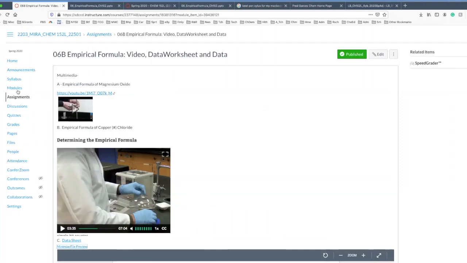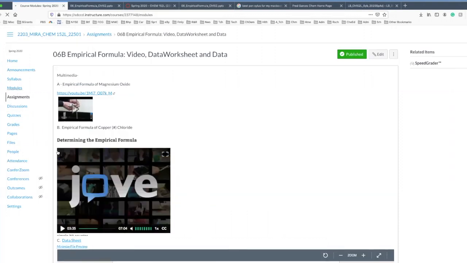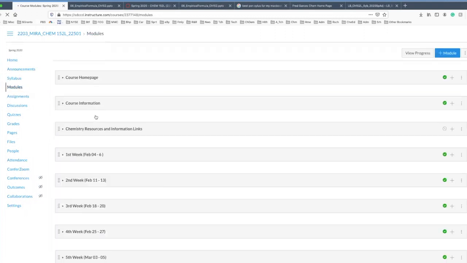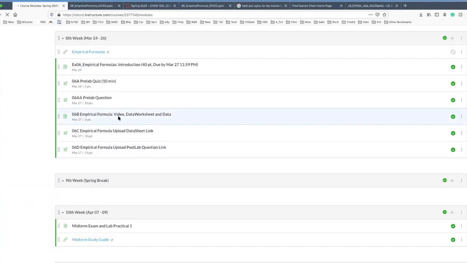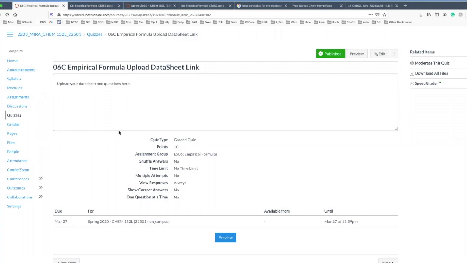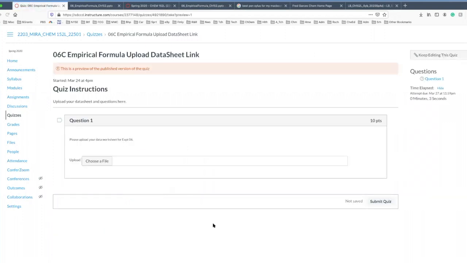Let me get out of here and then go back to where we left off. So that's empirical formula, video, data, worksheet, and data. Now we go to the data worksheet link. Here you would be completing your lab in your lab manual. And once that's all completed, then this is where you submit it. And I'll give you a preview of this. It's basically a file upload question. Please upload the data worksheet for experiment number 6.